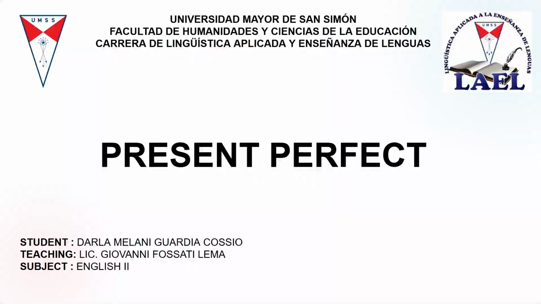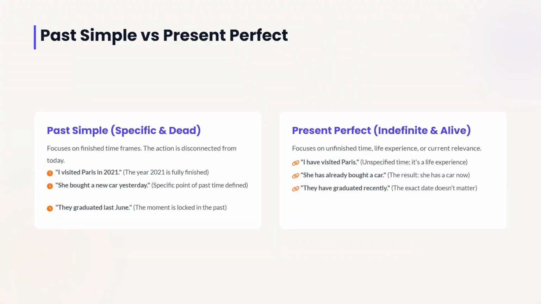Let's begin. Past simple versus present perfect. First, we compare the present perfect with the past simple. Look at this example. I visited Paris in 2021. Here we know exactly when the action happened. The year 2021 is finished, so we use the past simple.